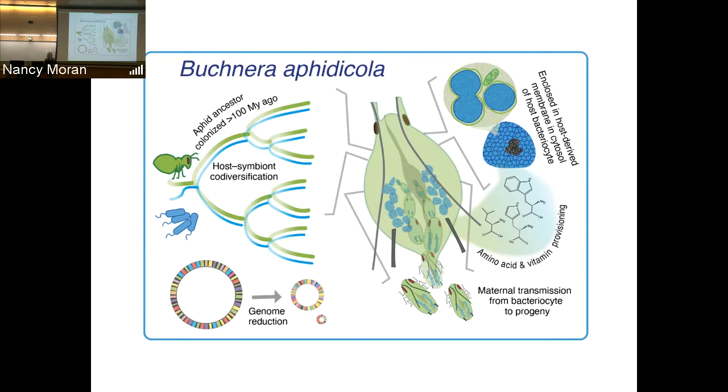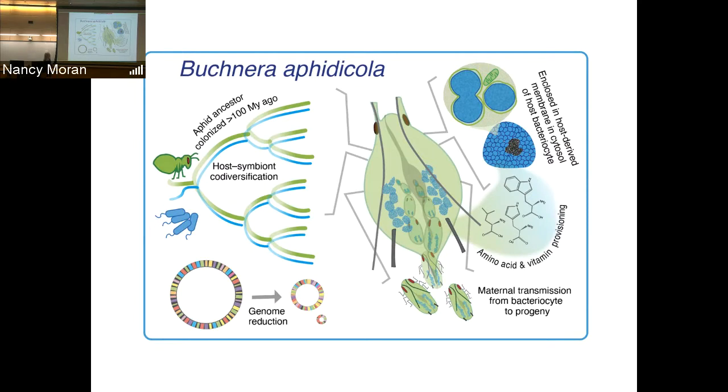They make limiting nutrients. So aphids feed on plant sap, which has a very unbalanced amino acid profile from the point of view of animal nutrition. And the Buchnera make essential amino acids, so the same ones that we need in our diet, aphids need in their diet, and plant sap happens to be a very bad diet for that.